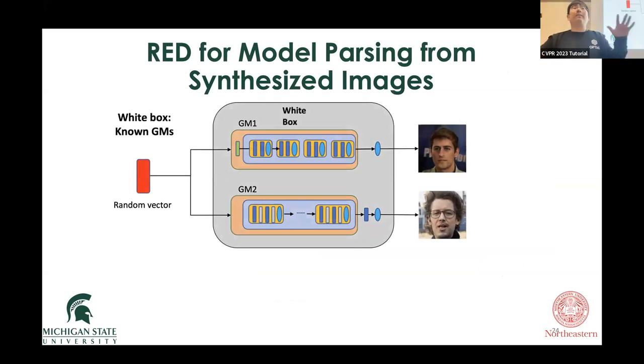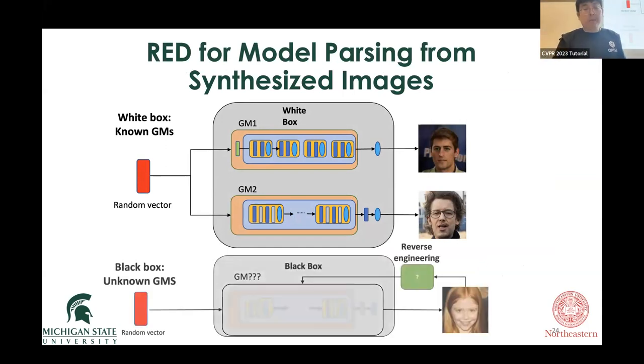So in the white box scenarios, you have the data, you have the generator models, you have the different models. You generate these fake images. But how about in the black box scenarios? You only have the fake images. Can you trace back from the fake images to the generative models? So what generative model was used to generate those fake images and how does it look like? So they are all RED problems, and what we call model parsing, that Xiaoming will introduce later as well. By the way, model parsing also exists in the adversarial examples context. So which model generated the adversarial examples, and so on and so forth, right?